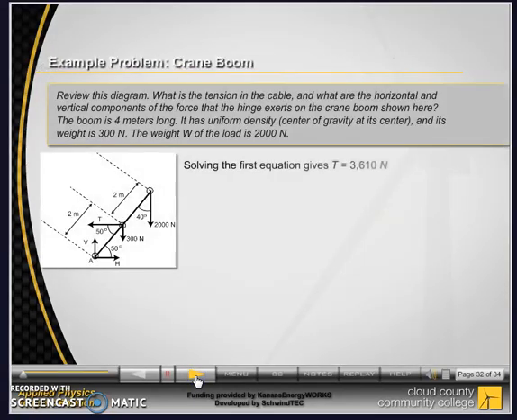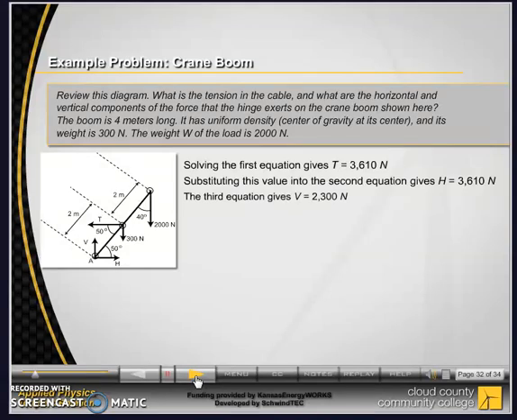Solving the first equation gives T equals 3,610 newtons. Substituting this value into the second equation gives H equals 3,610 newtons. Finally, the third equation gives V equals 2,300 newtons.